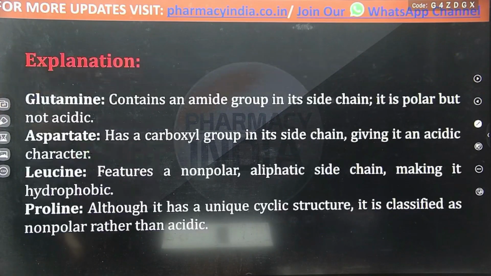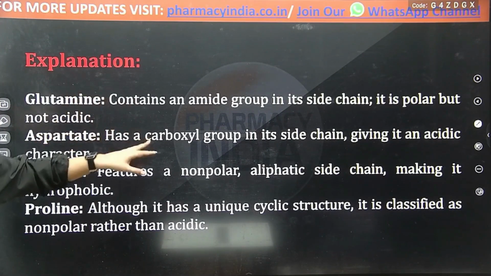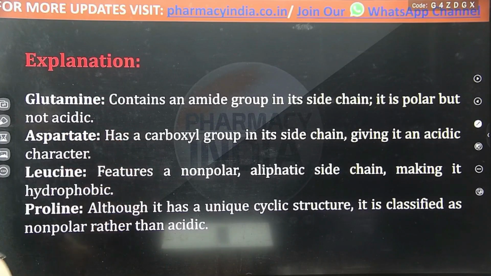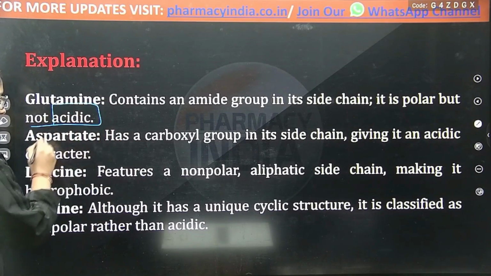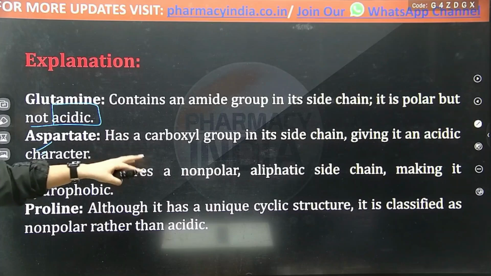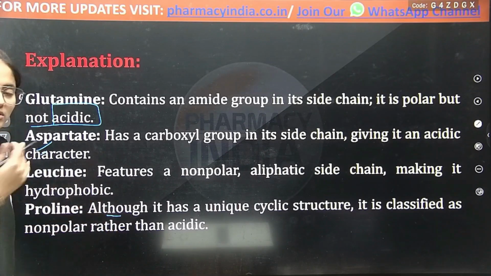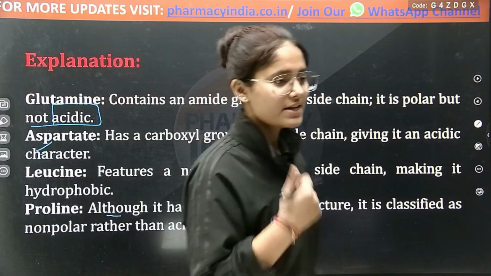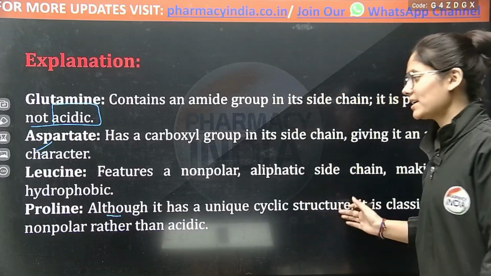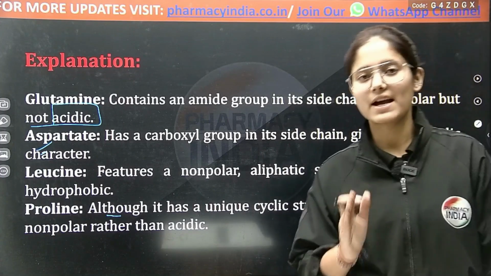Clear? Glutamine contains an amide group in its side chain and it is polar but not acidic. Aspartate has a carboxyl group in its side chain which makes it an acidic amino acid. Leucine is non-polar, and proline, although it has a very unique cyclic structure, is not considered an acidic amino acid.